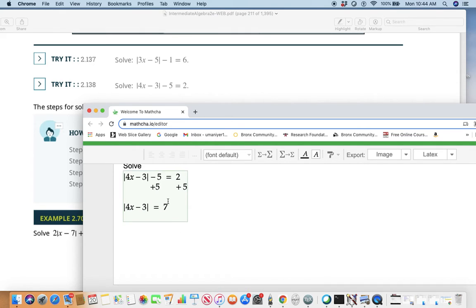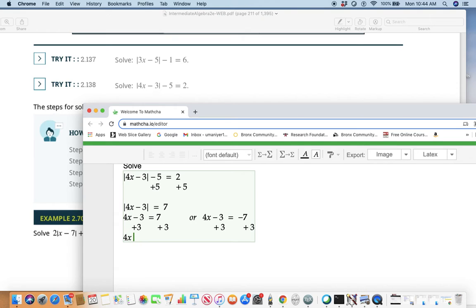At this point, notice this is a positive number. We have absolute value of an expression here. That says 4x minus 3 is 7 or 4x minus 3 is negative 7. So you have two equations, solve for each. Add 3 here, add 3 here, and add 3. Okay. So these two reduce, cancel each other.